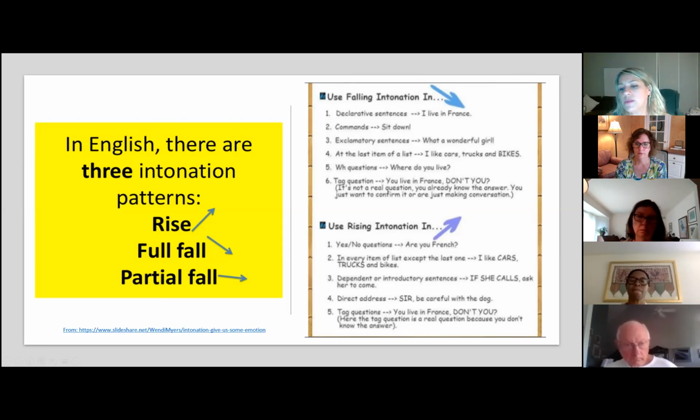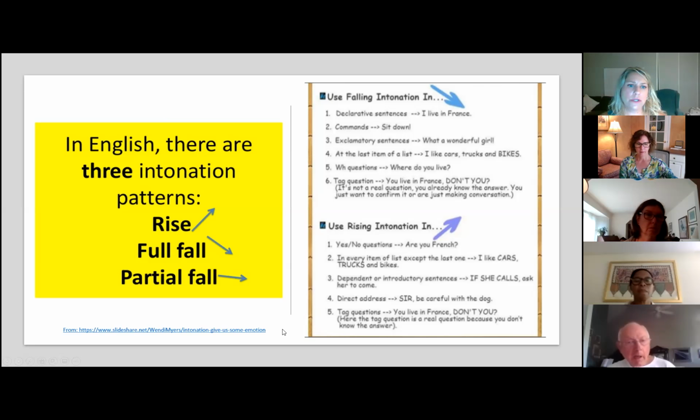And then sometimes we do it with introductory sentences as well. So if she calls, ask her to come, is what we're saying, okay? Or direct address, and then tag questions sometimes too, okay? So it depends.